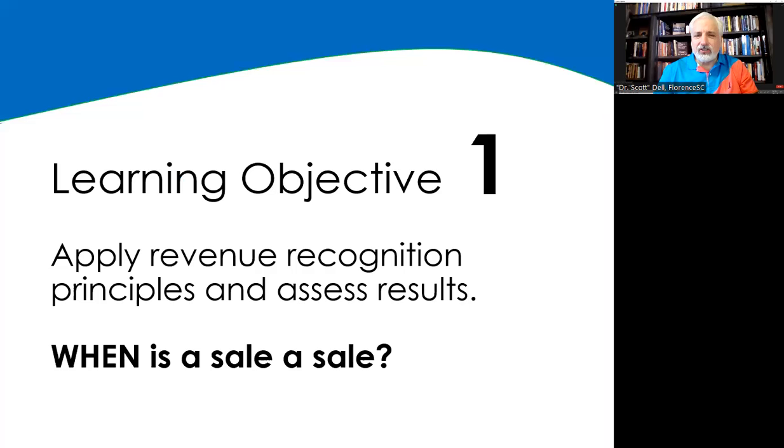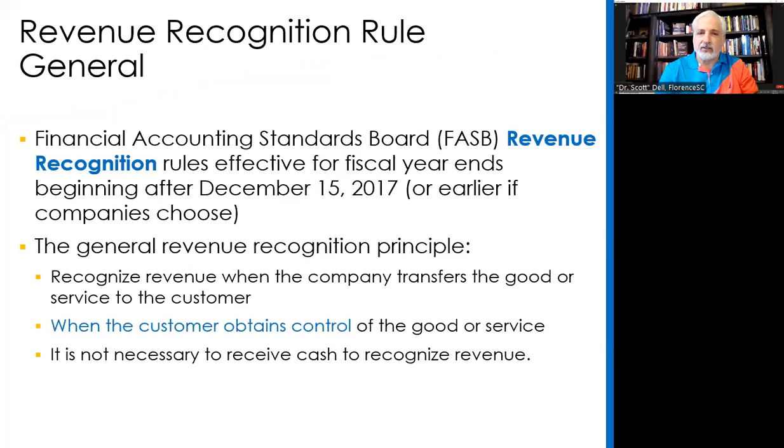So when is a sale a sale? How do we apply the rules of revenue recognition? Well, there were some major changes that came about in 2017. We always wondered, did I sign a contract? Is that a sale? I got paid money. Is that a sale? Or is it the change of ownership, the transfer of the rights to use whatever asset, or having received certain services? When is that time to recognize?